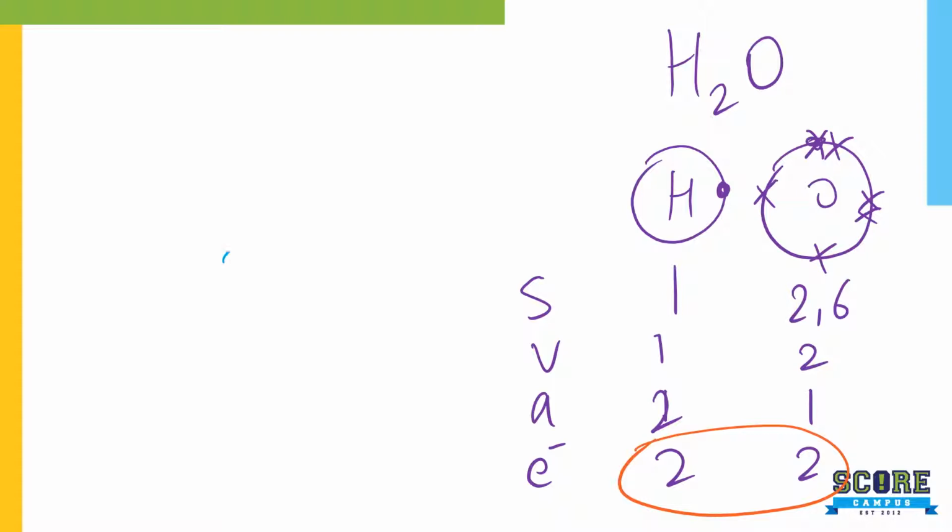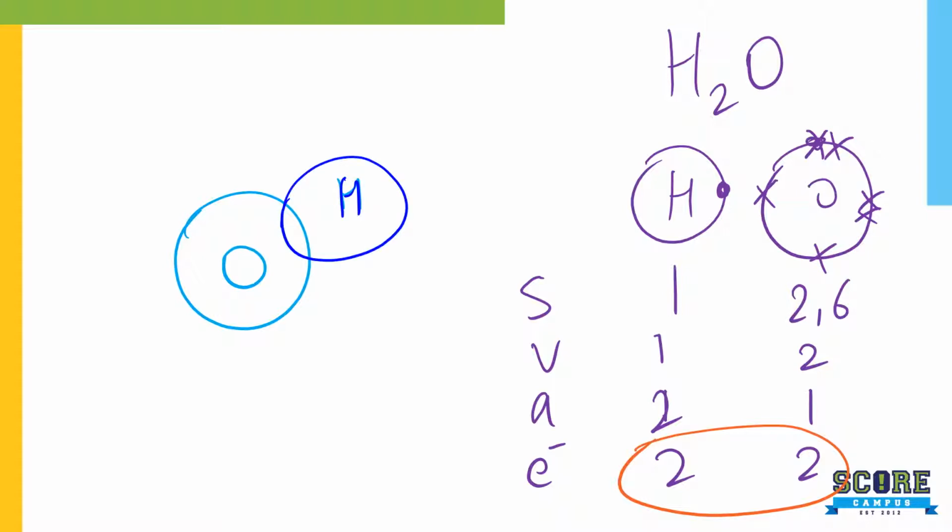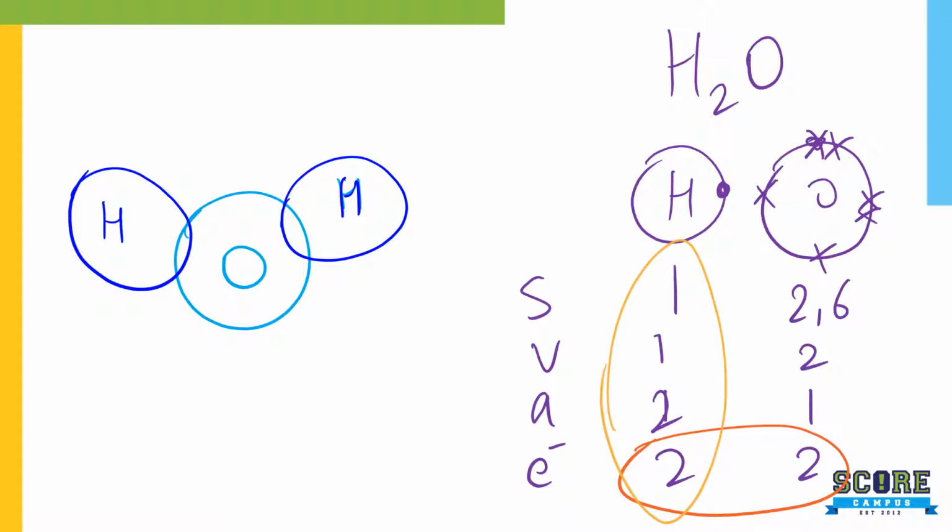So now, when I'm drawing it, O is in the middle, and then I have H over here. Let me put H in a different color, and another H over here. Okay, and we have seen here that the hydrogen shares 1 electron, right? Because it needs to take in 1 electron, it shares 1 electron. So 1 electron from each hydrogen, and 1 electron from the oxygen for each.